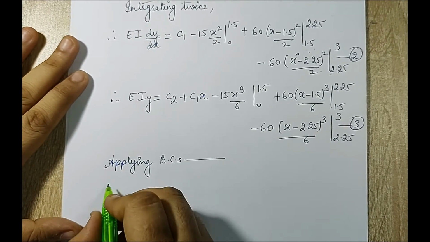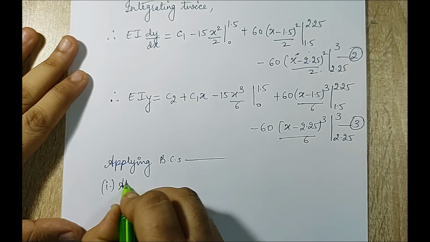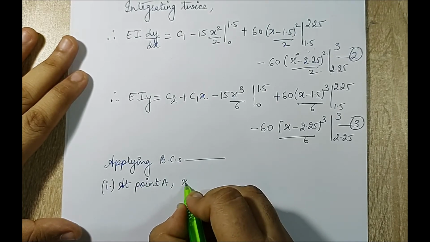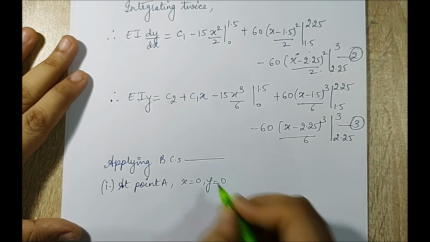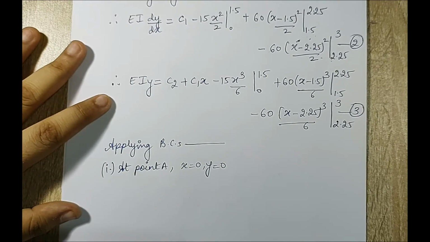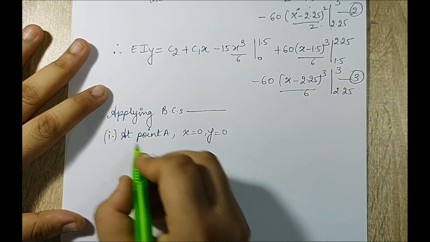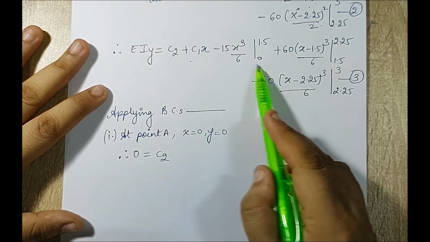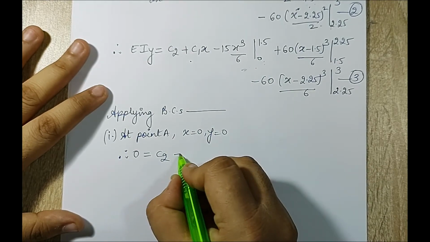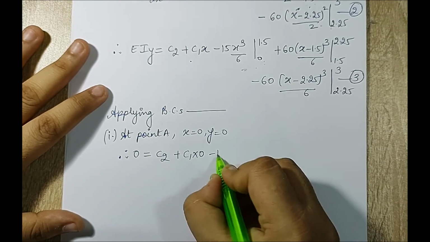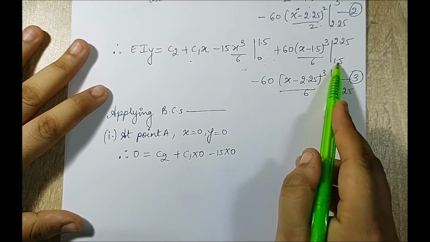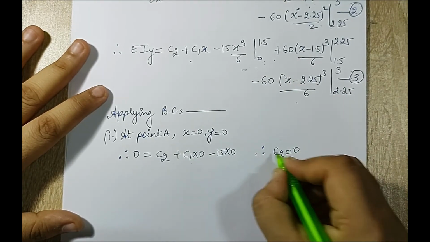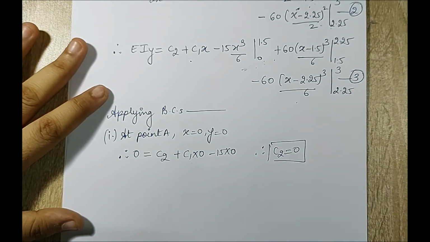The first one, at point A, x is 0, y is 0. So in this equation, when I substitute, the left hand side will directly become 0 is equal to C2. And I'm going to write the equation obviously till here. So I'll have plus C1 into 0 minus 15 into 0. I will not write the further two terms. So therefore I directly get C2 is equal to 0.